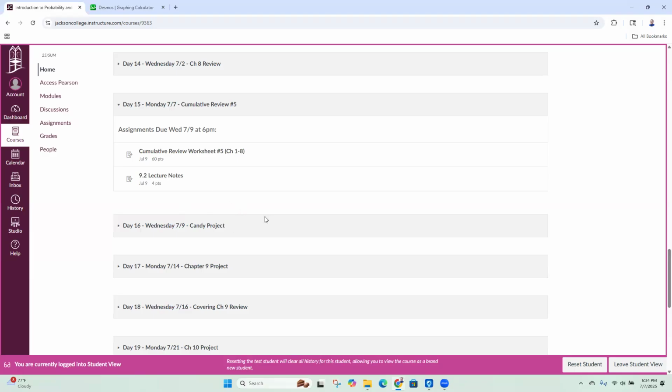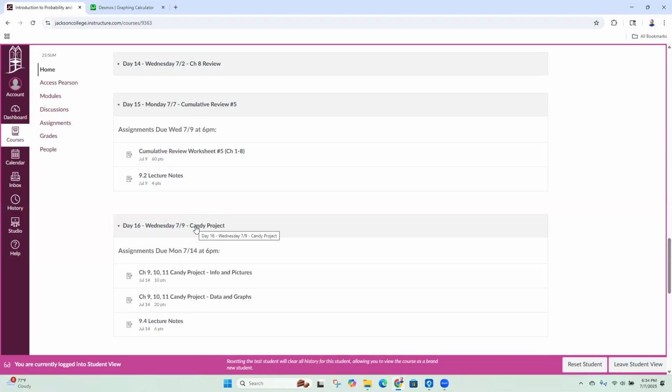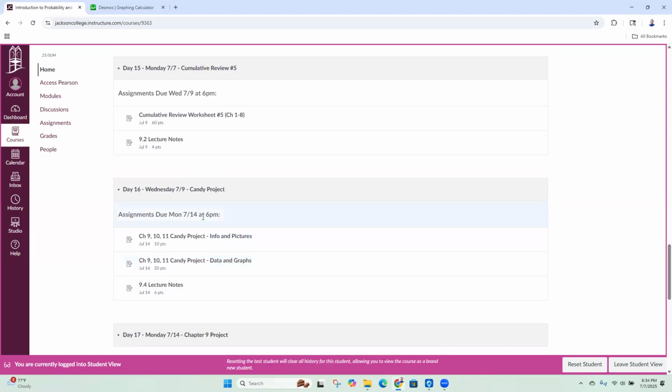Another thing to note is that on Wednesday we have our candy project. You're going to need to buy some M&Ms and some Skittles, and I messaged in Remind about that. You're going to need probably more than 2 ounces of M&Ms. The normal size package is like 1.5 ounces, and it has like 55, 56 candies in it. That's not enough, right?